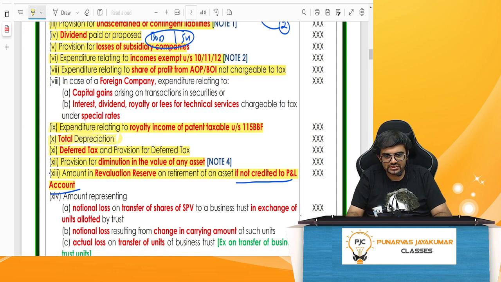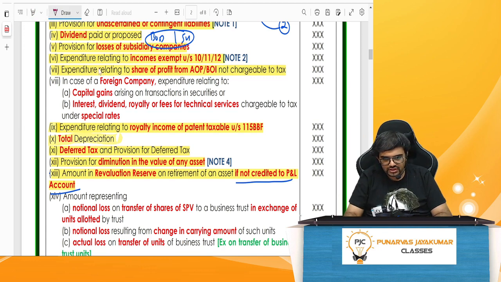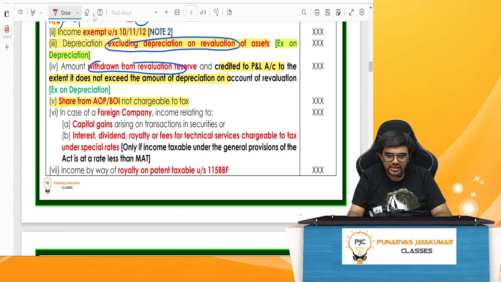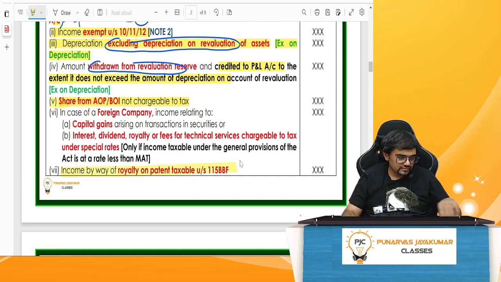So if you see here guys, I told individual, don't get confused. 115BA is for companies. Slip of tongue, my bad, sorry. Expenditure relating to royalty income of patent taxable under section 115BBF, this is to be added back. Similarly here, income by way of royalty on patent taxable under 115BBF, to be subtracted. Very simple.